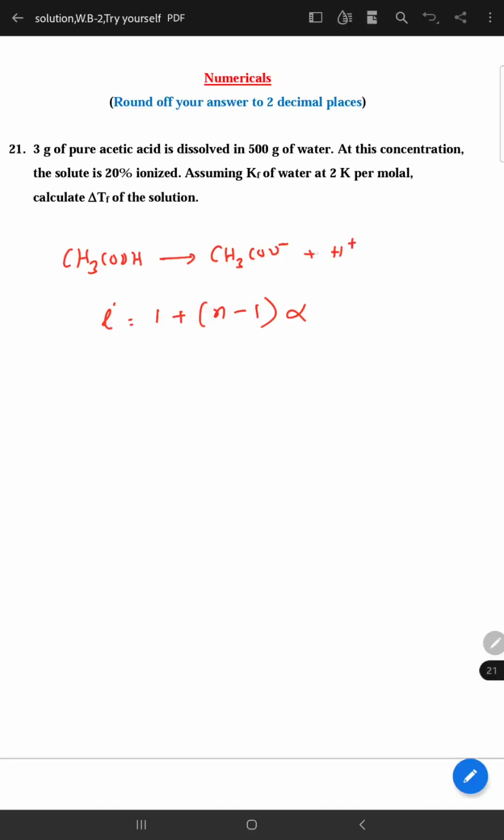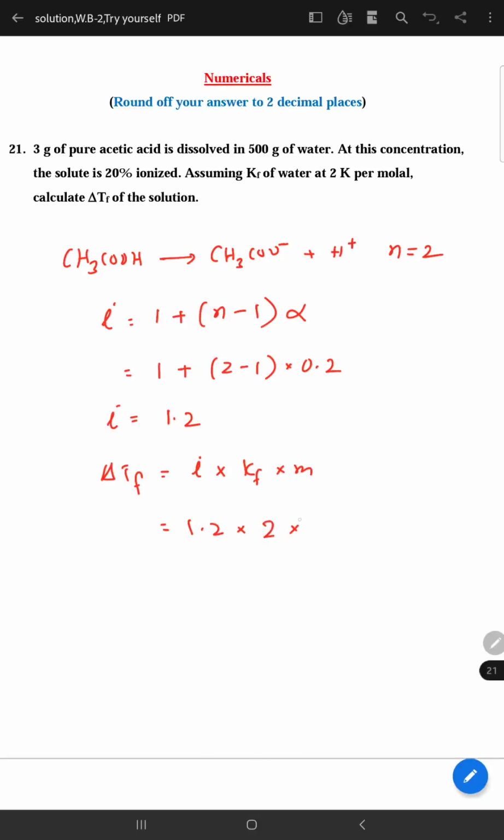Since the number of particles obtained by dissociation will be 2, therefore n can be 2. So substitute here 2 minus 1. Alpha means 20% they have given. 20% means 20 by 100, that is 0.2. So if you simplify this, the i value will be 1.2. After knowing the i value, you can write the formula delta TF is equal to i into KF into m. So i value is 1.2. KF value they have given is 2 Kelvin, and molality is 0.1.